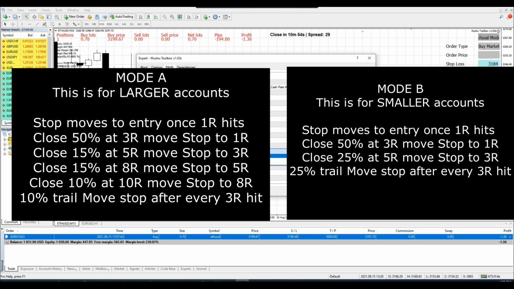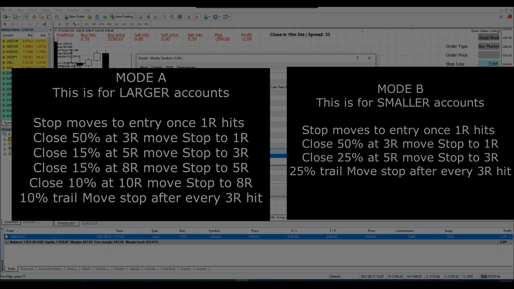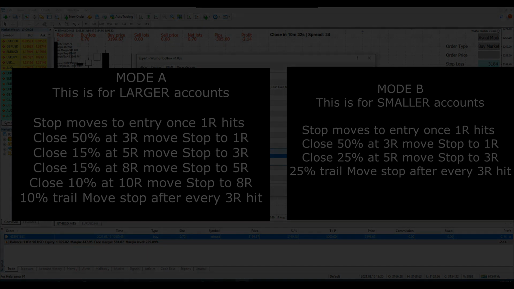Take a look at how it partials depending on your account size. Mode B minimum lot size is 0.4 and mode A is all the large accounts. And even with a large account, you can still use mode B type of way of partialing. This essentially means you can place your orders for the day at whatever time you do and let the system do all the work for you in all sessions. And that's the beauty of the Wushu Toolbox.